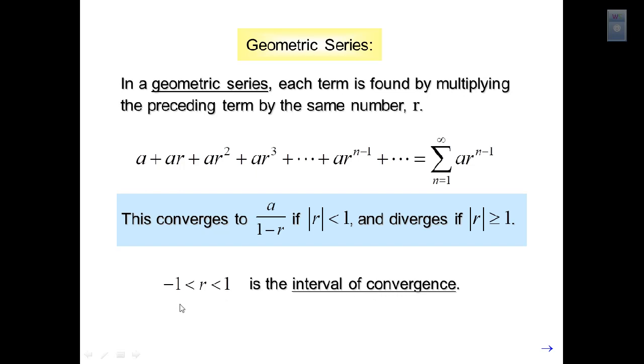So what we talk about there is that -1 is less than r is less than 1 is called the interval of convergence. So that means that for r values that are in between -1 and +1, the series is going to converge. And you may be asked for an interval of convergence for different types of series, so you need to know those.